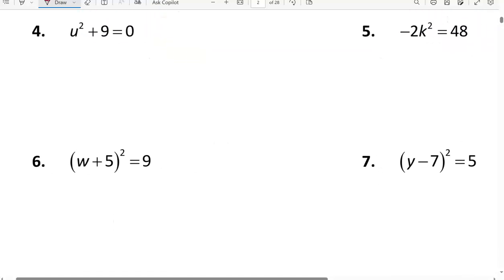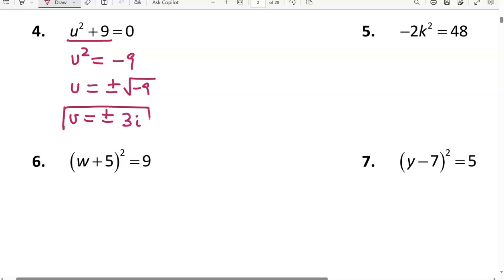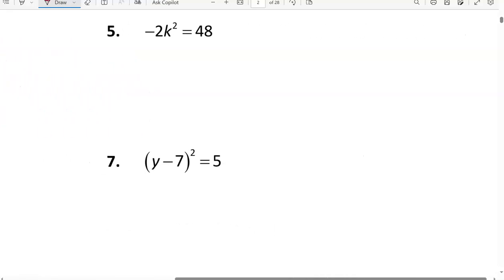In number 4, u squared plus 9 is equal to 0. Squaring happens first, followed by addition. So the addition needs to be the first to go away. So subtract 9 from both sides. Now undo the squaring. So if u squared is equal to negative 9, then u is equal to the positive or negative square root of negative 9. And the square root of negative 9 is 3 times i. So u is equal to positive or negative 3i. There's no real solution to this equation, but there is an imaginary solution.